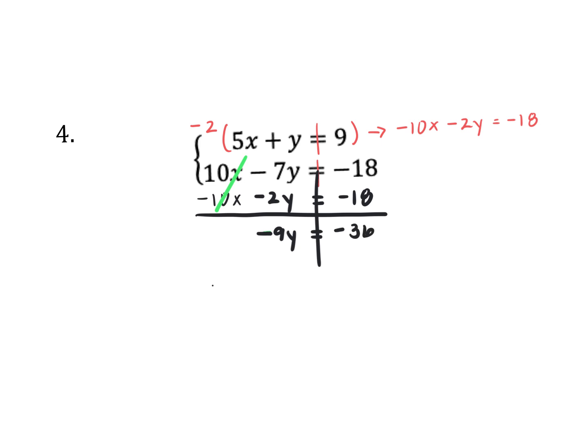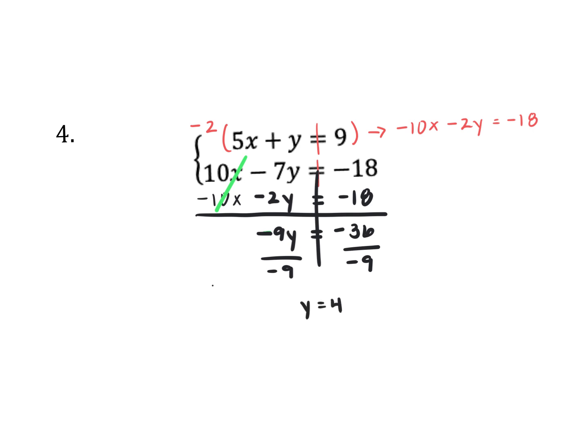if I take negative 18 and I subtract 18, that's going to give me a negative 36. Okay, to get y all by itself, I'm going to have to divide by that 9. And it's not just a regular 9, it's going to be a negative 9. So I'm going to divide each by a negative 9. And I get y equals 4.